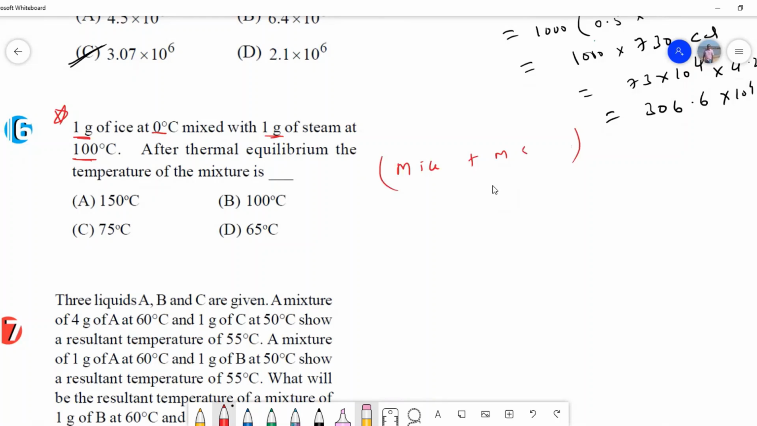So this is ice and this is steam. This is 0 degrees centigrade, 100 degrees centigrade. All ice will melt, all steam will not. That means the mixture contains water as well as some steam. So ice will become water, but there is steam. So whenever there is ice and water and steam, the resultant temperature is always 100 degrees centigrade. So without solving, you can write the answer. When equal mass of ice and steam are mixed, all ice will melt, but all steam will not condense. So there will be some steam and water. So resultant temperature is always 100 degrees centigrade.